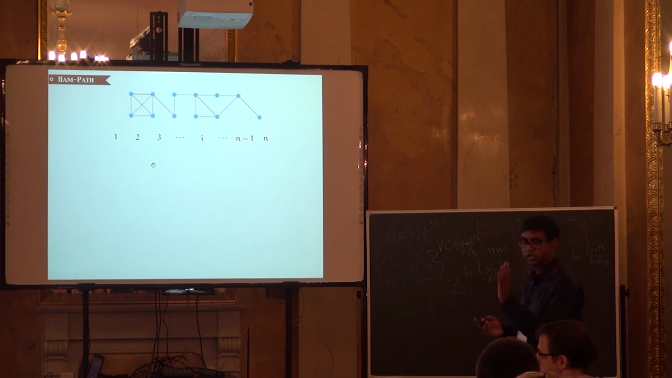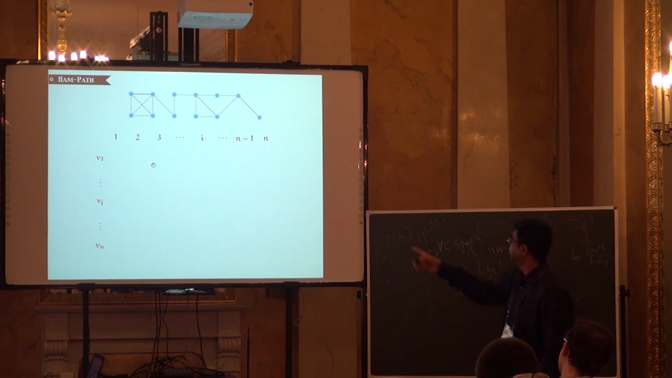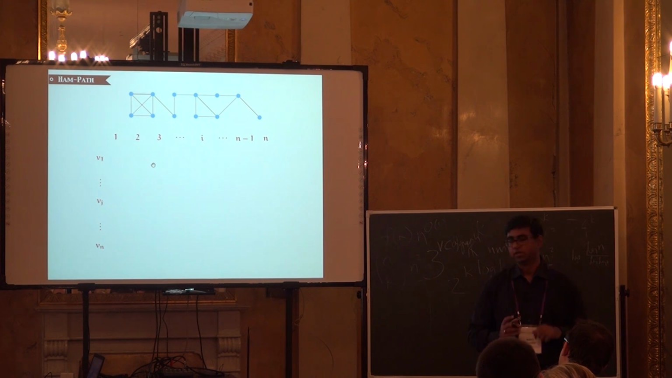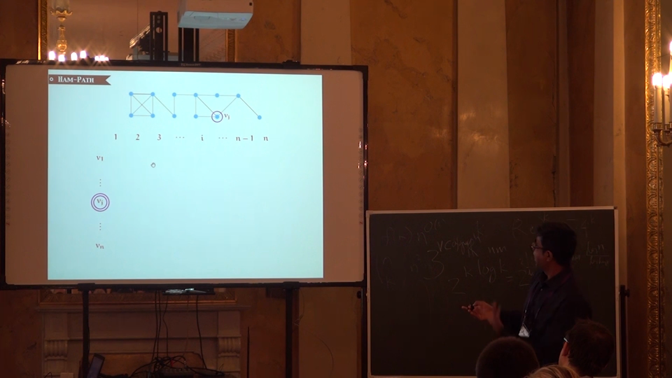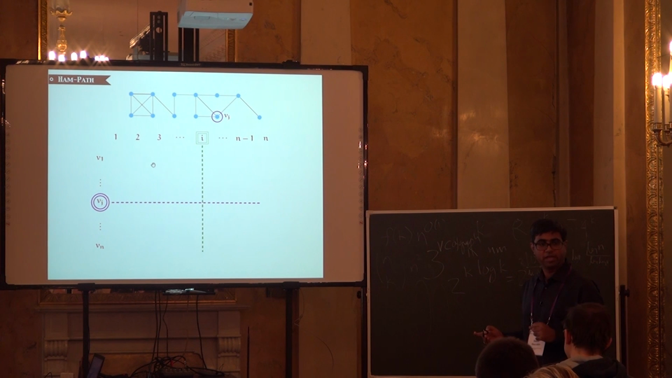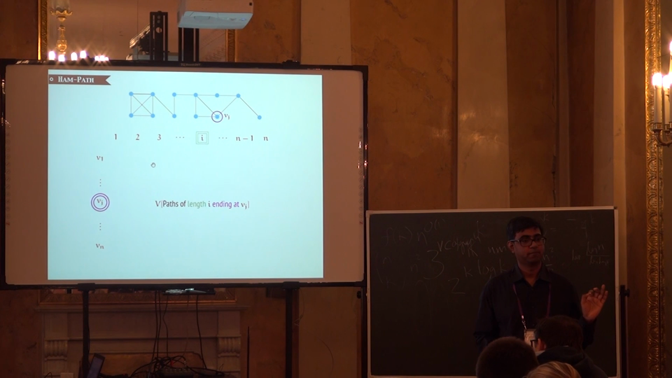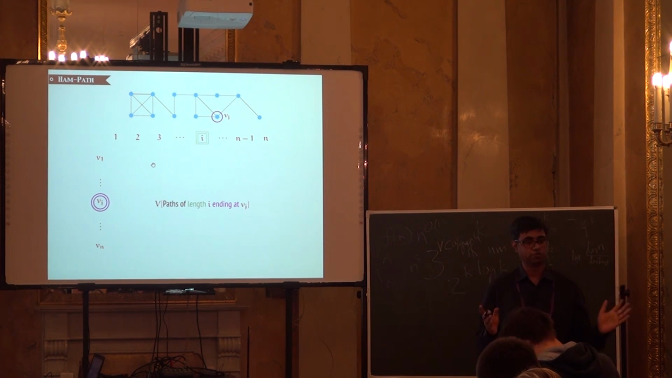So basically what you have is a two-dimensional matrix, with V1 to Vn, and 1, 2, 3, up to n minus 1. On the rows, you have vertices. On the columns, you have the size of the path which you will try to store. And what are we trying to store at a particular index? Suppose I have a vertex Vj and column i. What I'm going to store at this place is the following: paths of length i ending at Vj. This is what I'm going to store.